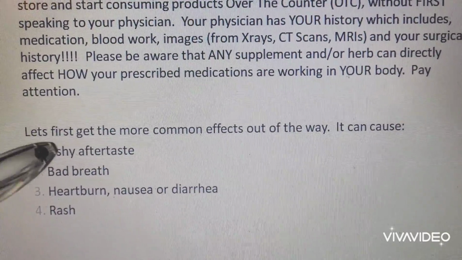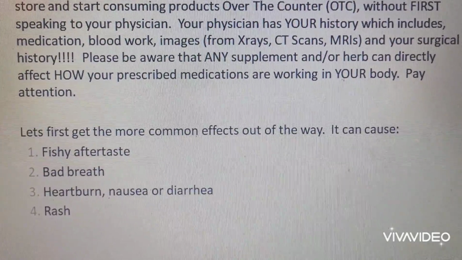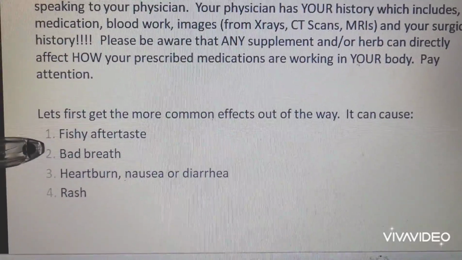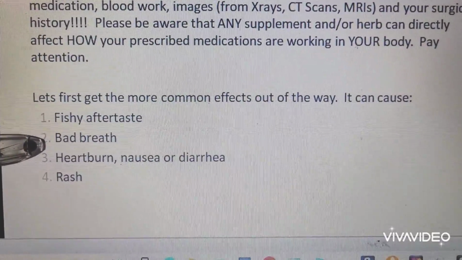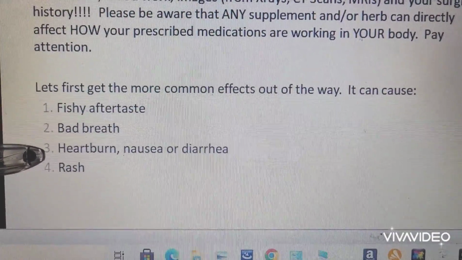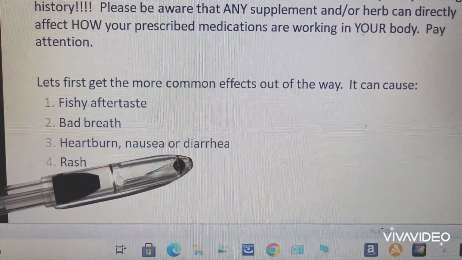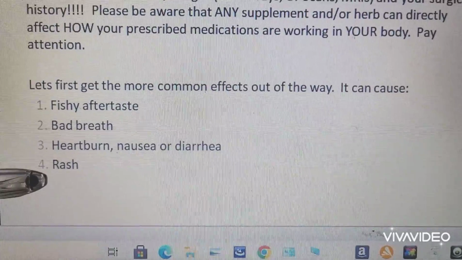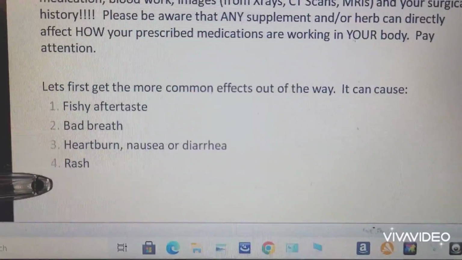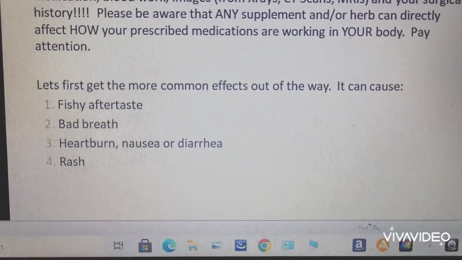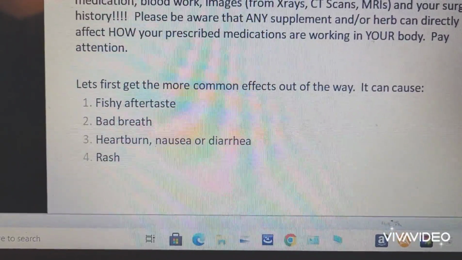Let's first get the more common effects out of the way. Okay, so we're getting ready to get into the side effects here. It can cause fishy aftertaste. It can cause bad breath. It can cause heartburn, nausea, or diarrhea. And it can cause a rash. So these are the more common things that omega-3 fatty acids or fish oil can do. Now we're going to get into a little more of the serious side of what it can do.